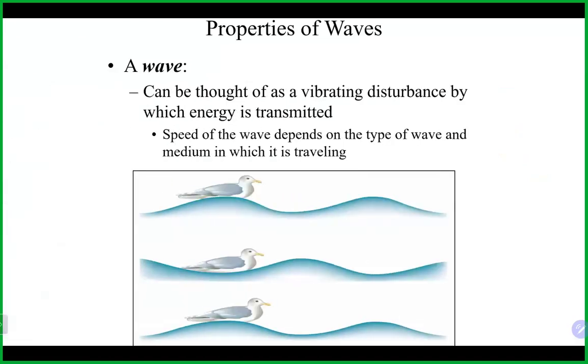An important property of waves is that a wave can be thought of as a vibrating disturbance where energy is transmitted. Here's our bird hanging out at the beach, and the wave is actually moving past the bird. He's going up and down, but the wave is what is moving. If you've ever been in the ocean and got hit by a wave, you know it sometimes has a lot of energy. Sometimes you can just sit there and let it float past you. That is energy being moved through space in the form of a wave.